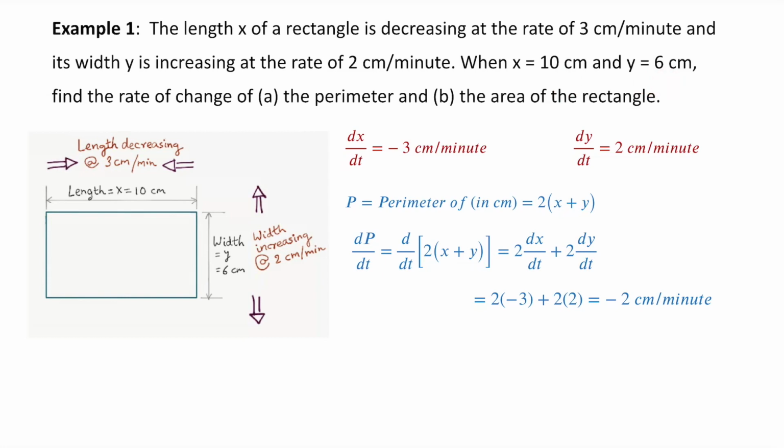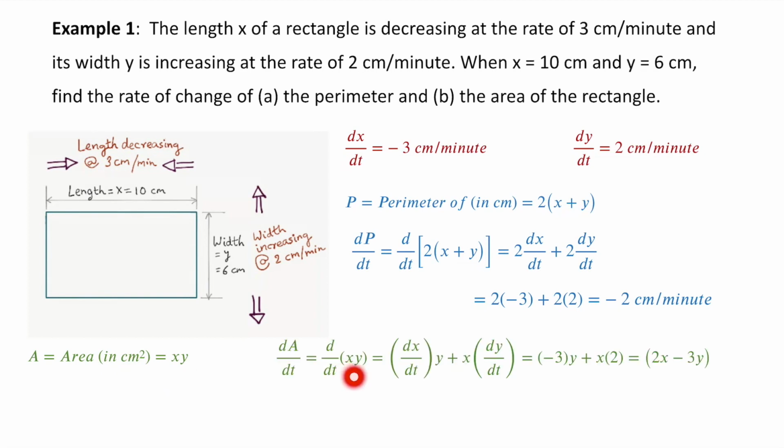Let's see what happens to the area. Now, we already know that the area of a rectangle is length times width, and the unit here would be centimeter square. So, therefore, what would be dA/dt, the rate of change of area with respect to time? So, we have to calculate d/dt of xy, and we can apply the product rule of derivatives, which means the derivative of the first term multiplied by the second term plus the first term multiplied by the derivative of the second term.